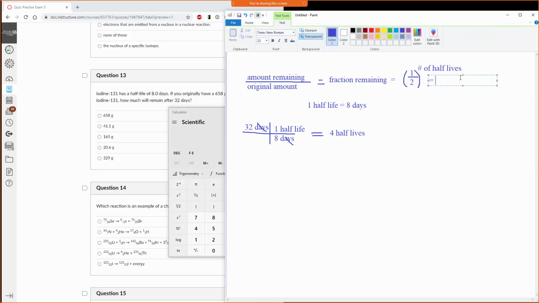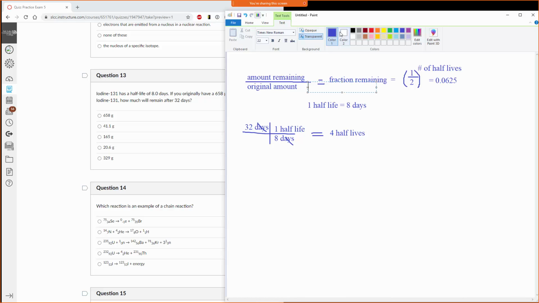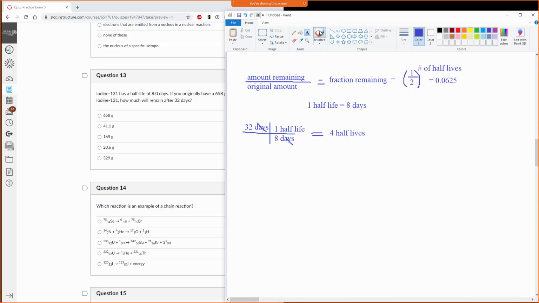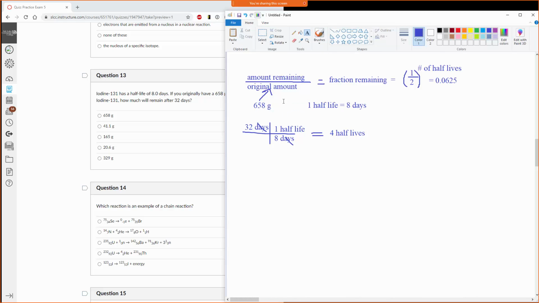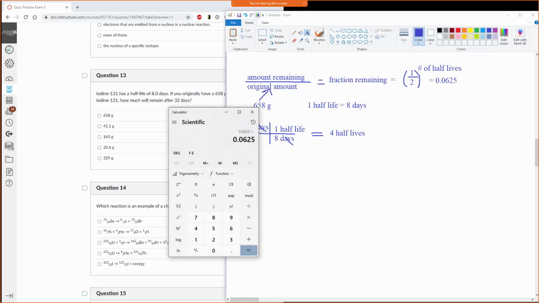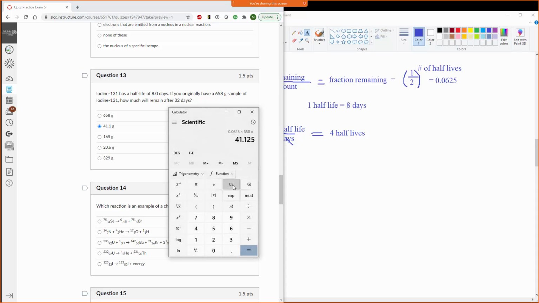Okay, so in this case, the original amount was 658 grams, so this one right here, that was 658. So multiply that by 0.0625, that should give you the amount that remains. So multiply that by 658 and I get 41.1.